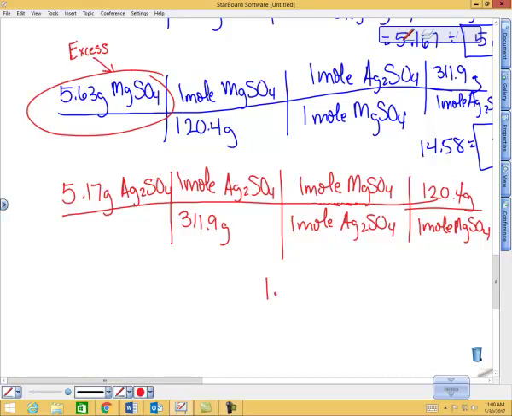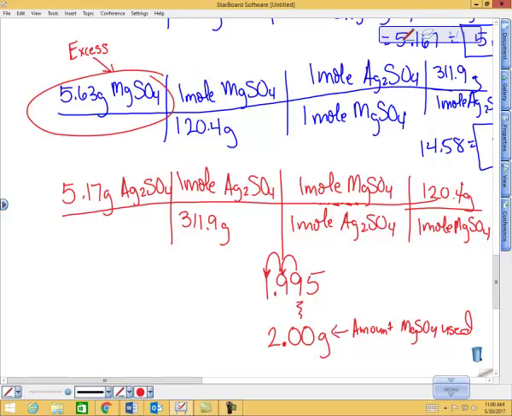And I get 1.995. I should be reducing to 3 sig figs, huh? All right, so what do I do? Because that needs to round up. That rounds up. That's going to make that 1 round up. And what is that 1 going to turn into? 2, but I'm supposed to have 3 sig figs, so those 9s are going to be converted into 0s. This represents the amount of magnesium sulfate used. Amount MgSO4 used.